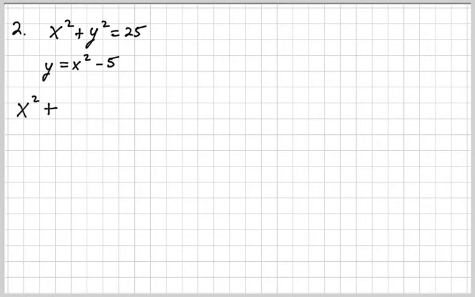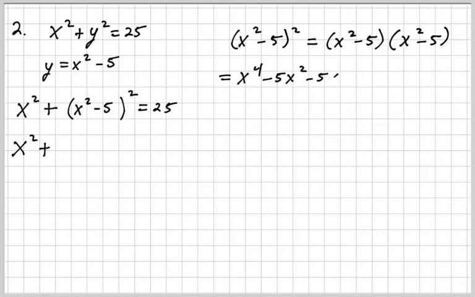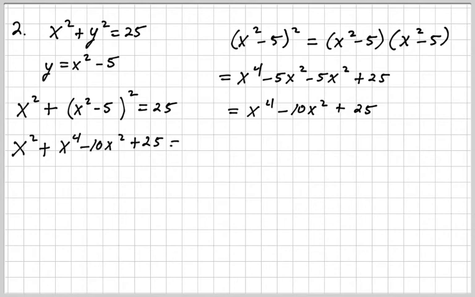So x squared plus y squared, we're going to replace the y with x squared minus 5, quantity squared, and that's equal to 25. So you have x squared plus, let's go ahead and FOIL out the x squared minus 5 squared. So that's going to be x squared minus 5 times x squared minus 5. So it's going to be x to the fourth minus 5x squared minus 5x squared plus 25. So we'll go ahead and combine our like terms. X to the fourth minus 10x squared plus 25. So we have x to the fourth minus 10x squared plus 25 is equal to 25.